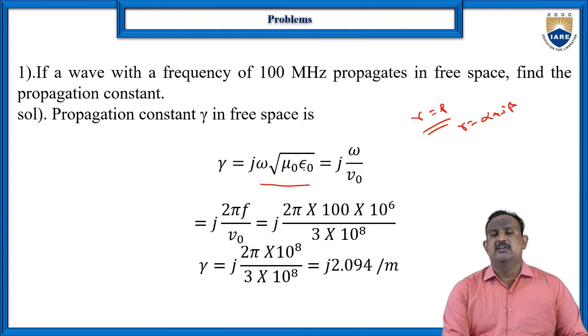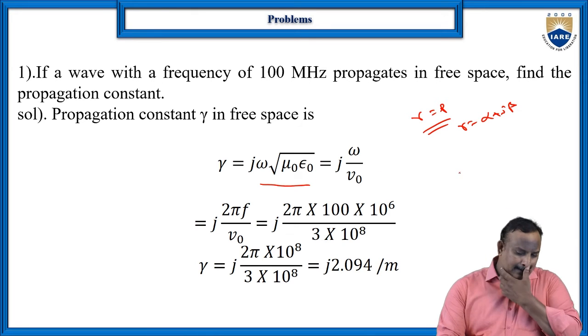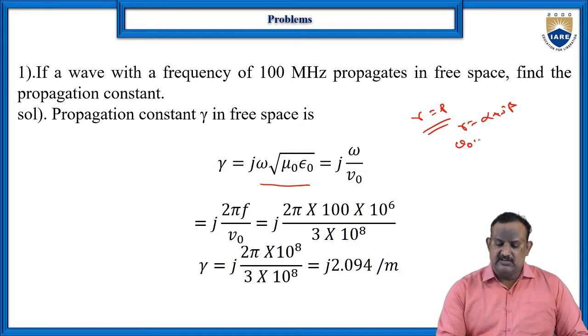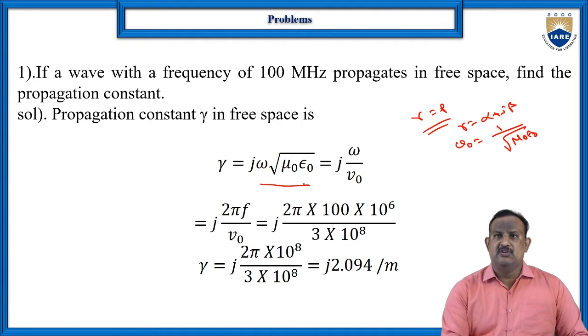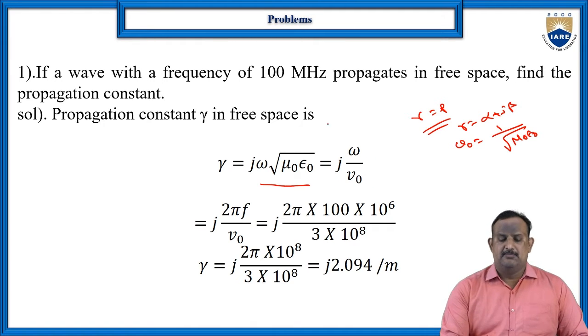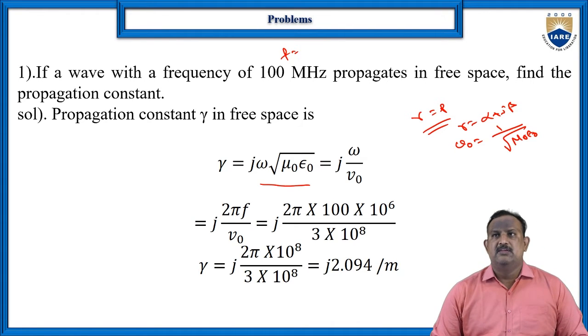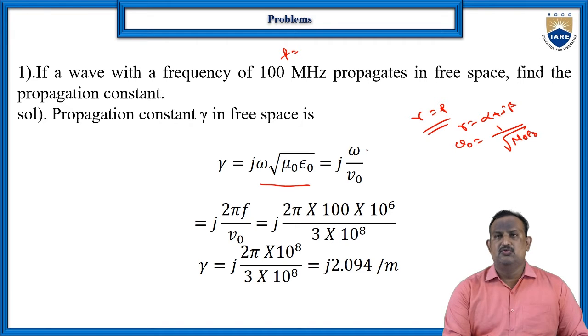Here root of mu naught into epsilon naught is nothing but 1 by v naught, where we define the velocity v naught equal to 1 by root of mu naught epsilon naught. Therefore, in place of root of mu naught and epsilon naught, we can write 1 by v naught, so gamma is j into omega by v naught. In the problem, the frequency f is given as 100 megahertz. Omega is the angular frequency, which is 2 pi f. Therefore, gamma is j into 2 pi f by v naught.